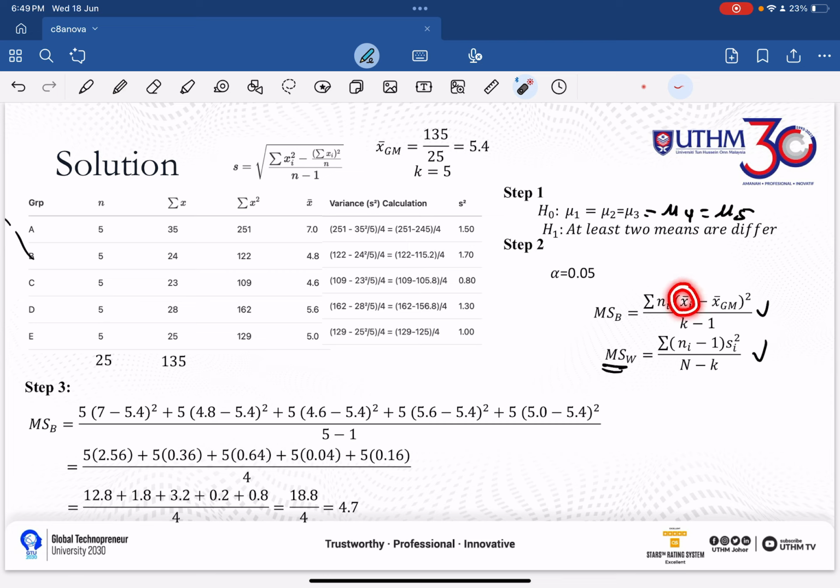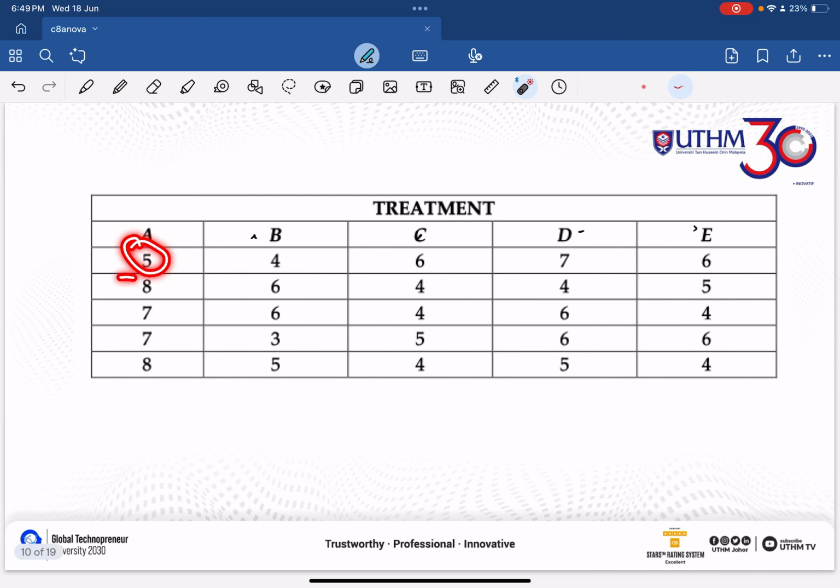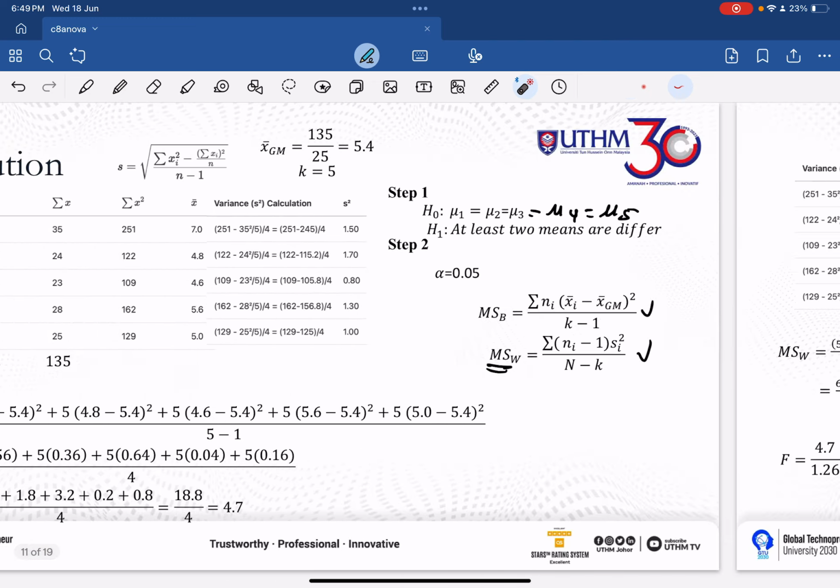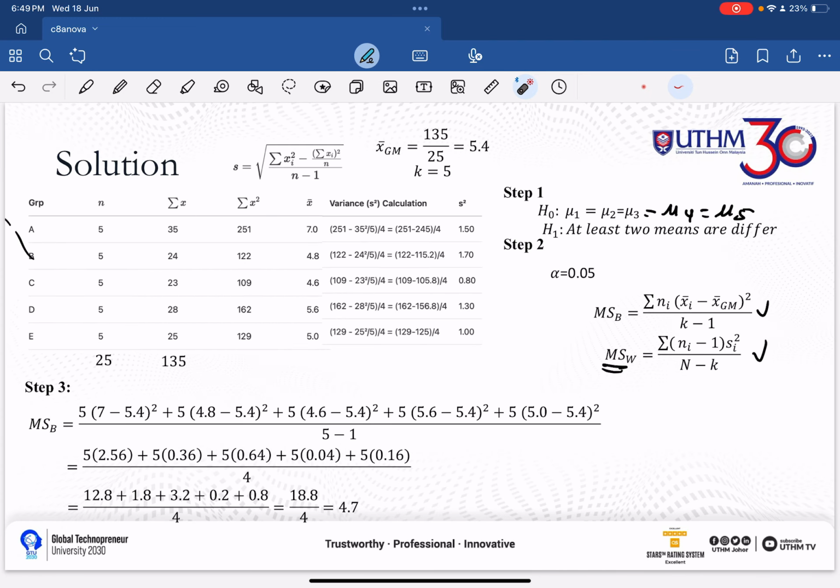And the same goes for the means. Mean for each group. So we need to find the mean for group 1, group 2, group 3, up until group 5. And then we have N here. N refers to the number of data for each group. If you look here, for each group we have 5 data. Means that N1 is 5, N2 is 5, up until N5 is 5. The total N is 25 data. So this is our big N.